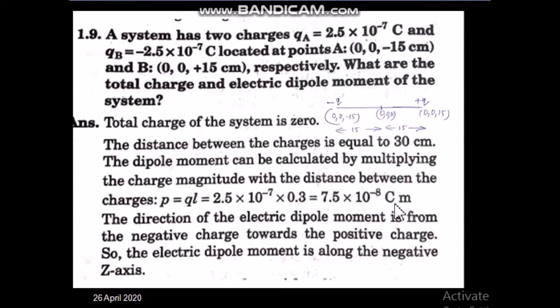The unit of P is always coulomb meter, and the direction of P, that means dipole moment, is always from negative charge to positive charge. So this way dipole moment is obtained.